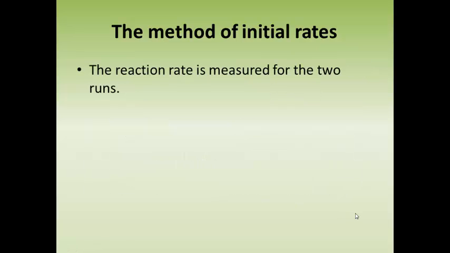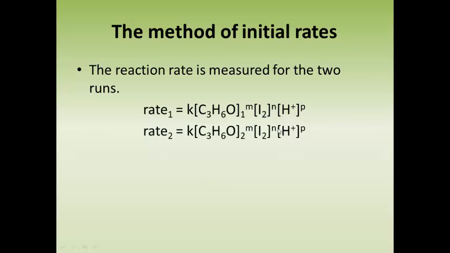Now, using the method of initial rates, what we'll do is take the ratio of the 2 rates. So remember that the rate under conditions 1 was determined by this rate constant times the concentration of acetone under conditions 1 to the mth power times iodine to the nth power and H plus to the pth power. We measure it again under conditions 2. We get a different rate. The only thing that has changed now, though, going from run number 1 to number 2 is the concentration of acetone.